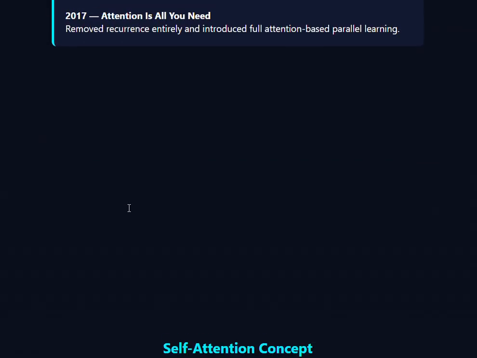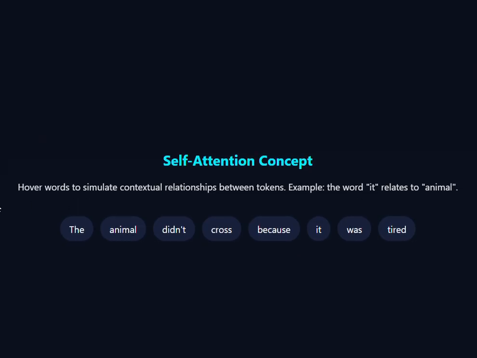Then came self-attention. Self-attention lets words interact. Now, what does this mean? Each word creates three vectors: query, key, and value. Query is like what I'm looking for. Key is what I contain, and value is the actual information.